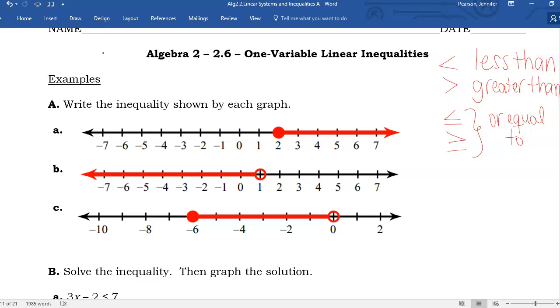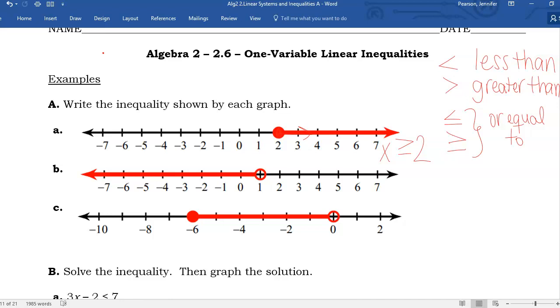So looking at this, what's shaded is everything greater than 2. I'm going to just use X for each of these, but this is going to be X greater than or equal to 2. It's a greater than because we're going everything, obviously, this direction, the higher numbers. It's or equal to because it includes the 2.